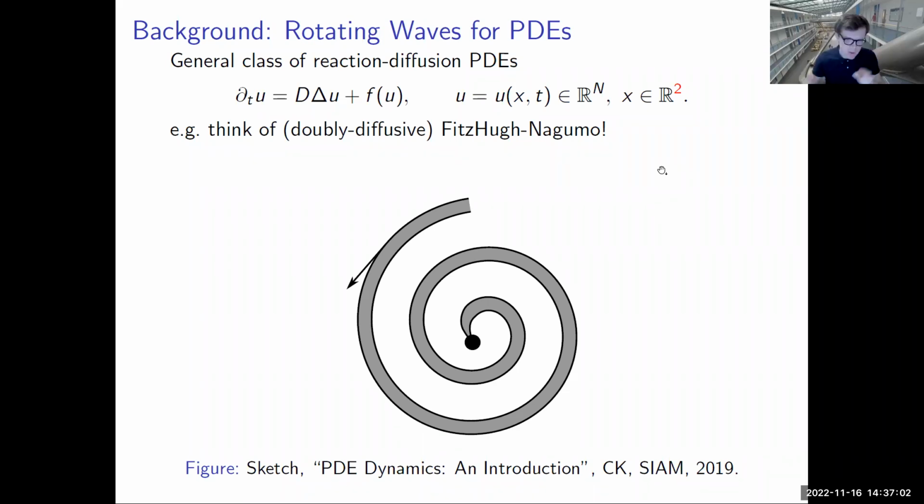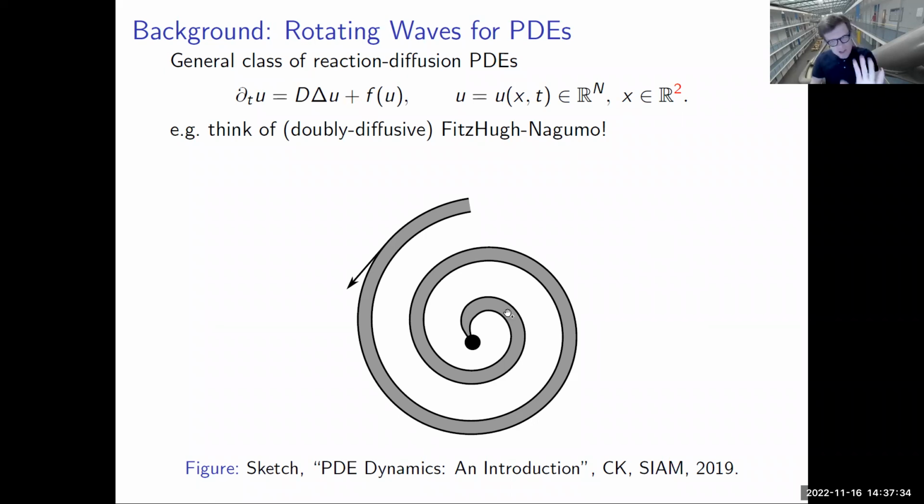You might know that these are related to cardiac arrhythmias, for example, but they also appear in many other contexts, of course, in chemistry, for example. And this sketch is from an introductory PDE book for the deterministic case that I've written. So this is a shameless advertisement for the book. I guess I'm giving a talk in North America, so I can do a commercial break once in a while. It's okay. Football games make commercial breaks all the time, so I can give a commercial break.